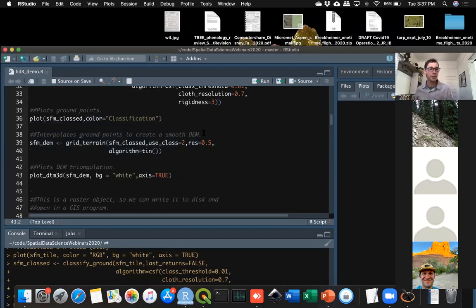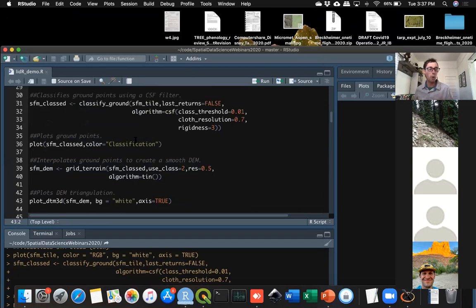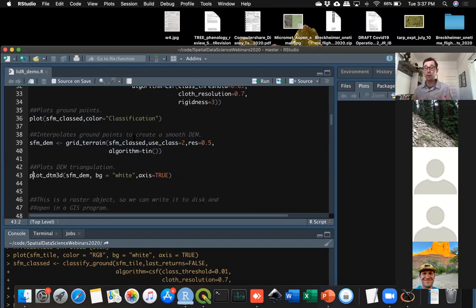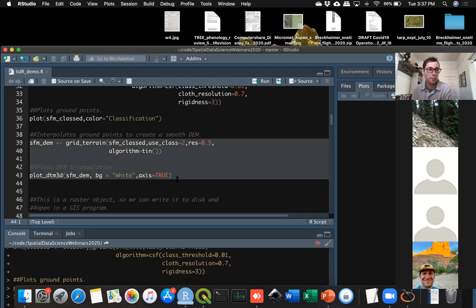So now what we can do is take that classified point cloud and just focus on the ground classified points, and then make a digital elevation model out of that using a function called grid_terrain. That's going to use an algorithm called a triangulated irregular network, or TIN, to triangulate between the ground classified points to come up with a continuous surface from those sparse points. So I'm going to do that and then visualize the output.